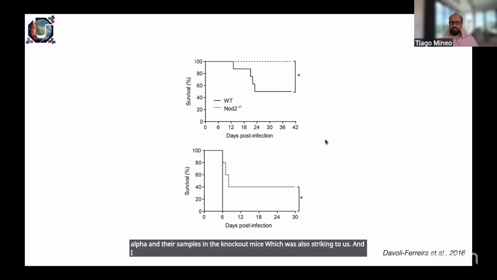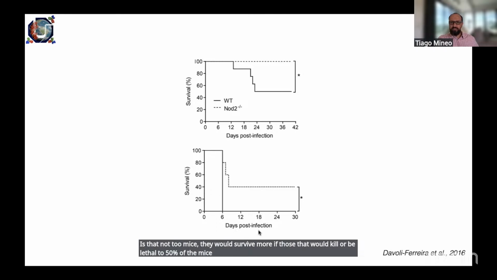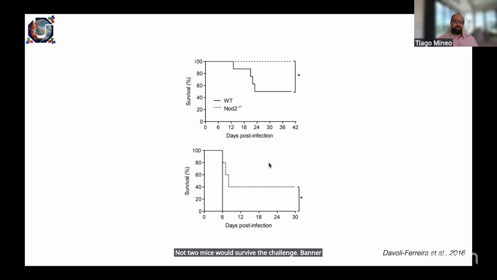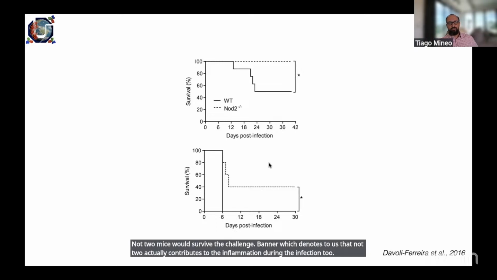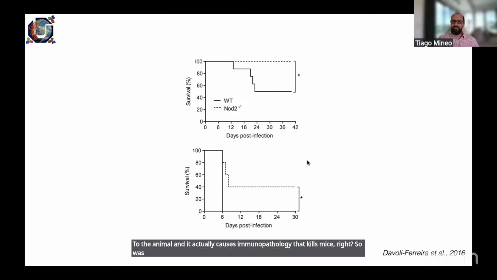I think the most striking result of these experiments is that the NOD2 knockout mice survived more, whether the dose would kill 50% of the mice or was lethal to 100% of them. The NOD2 knockout mice survived the challenge better, which denotes to us that NOD2 actually contributes to the inflammation during the infection to reduce the parasite burden, but this inflammation is deleterious to the animal, and it actually causes immunopathology that kills mice. So it was very interesting to see how this receptor can be targeted at certain moments of the infection, especially in dogs.